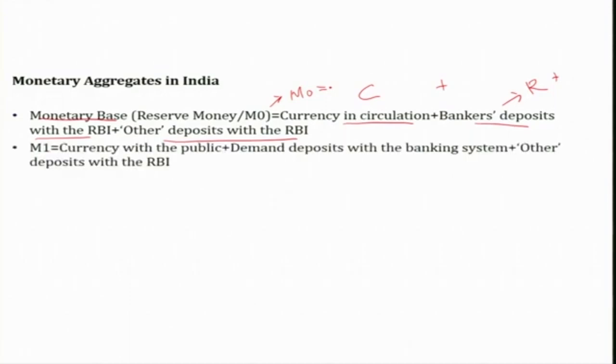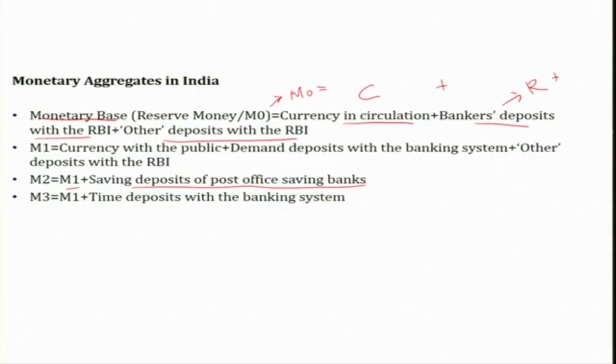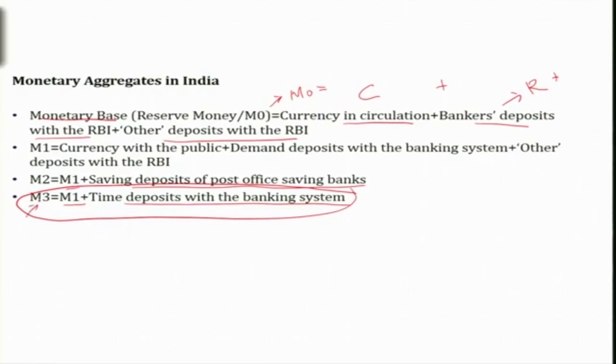Then coming to M1: currency with the public, that is C, plus demand deposits with the banking system plus other deposits with the RBI. By now I am sure you are familiar with all this concept based on our discussion in the previous sessions. Then coming to M2, our M2 money definition is M1 plus savings deposits of post office savings banks. Then M3, this is the broad money supply definition in India that we currently follow. This is M1 plus time deposits with the banking system. So in India, when we talk about monetary aggregates, we mostly focus on this M3 money supply definition.